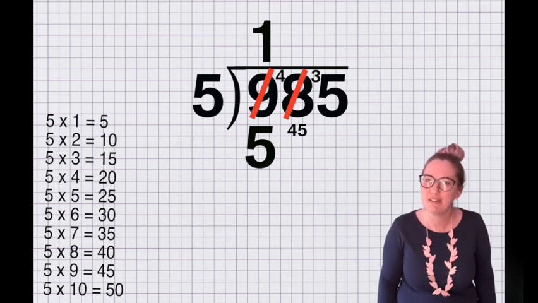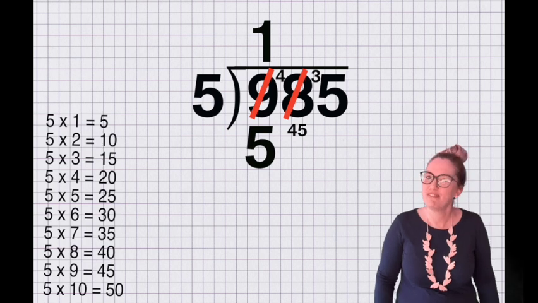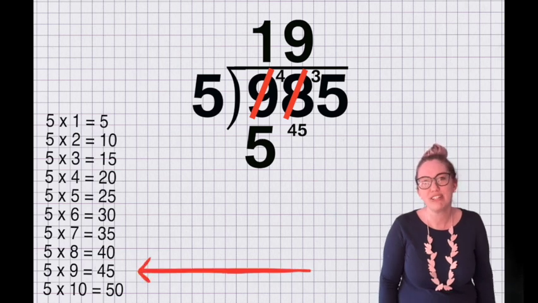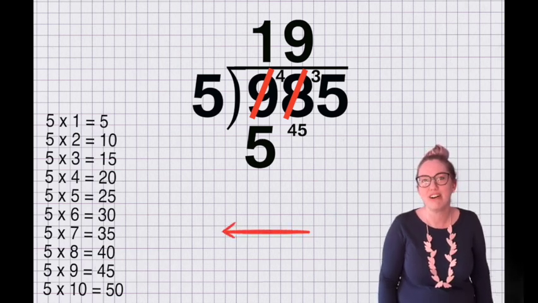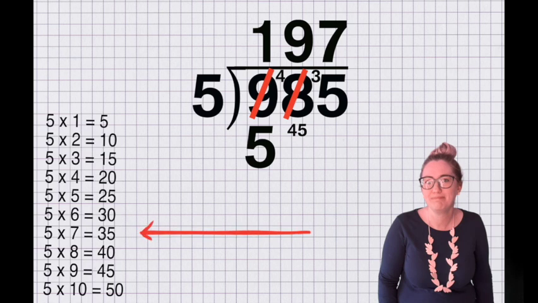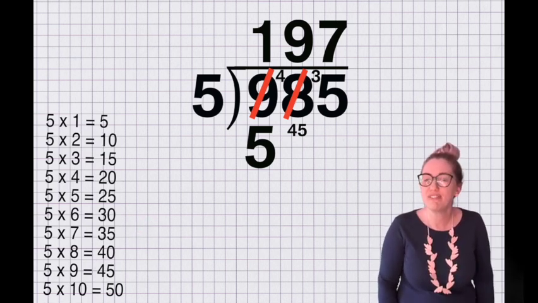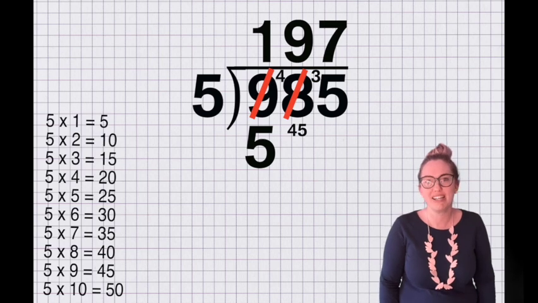Back to our tens column. 45 divided by 5 equals 9. So we put that 9 in the answer section, and then we can finish off in the ones with 35 divided by 5, which equals 7. So the answer to our question, 985 divided by 5, equals 197.